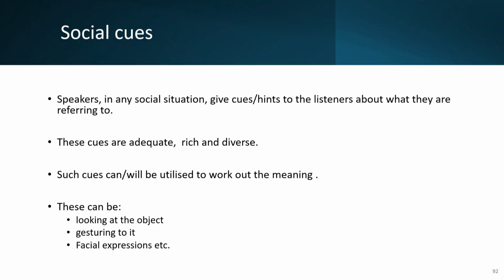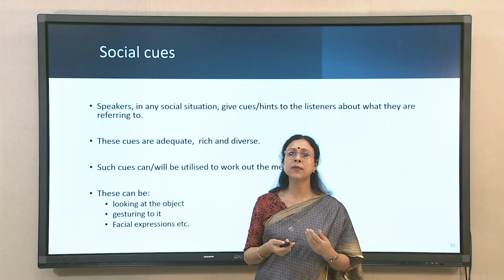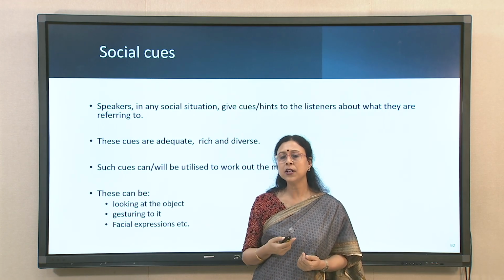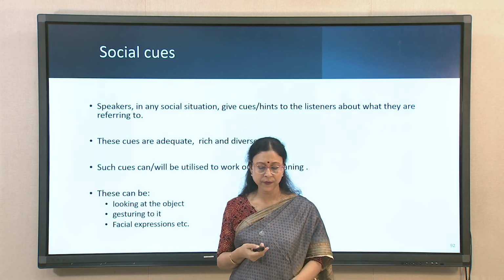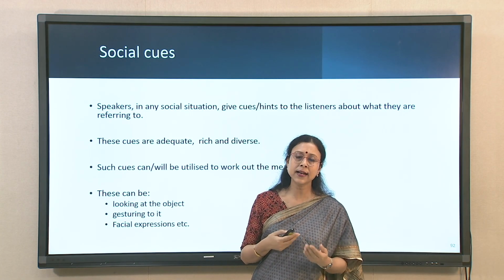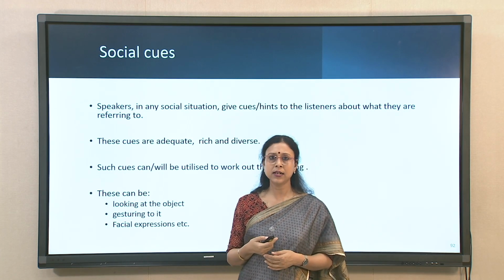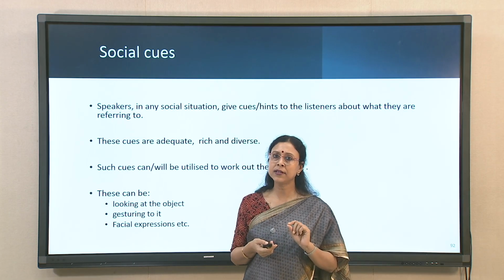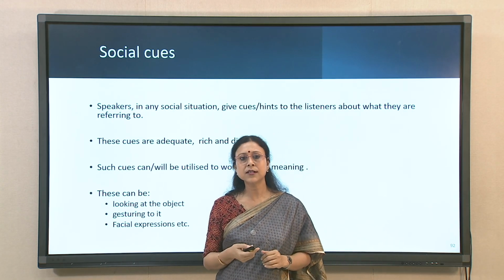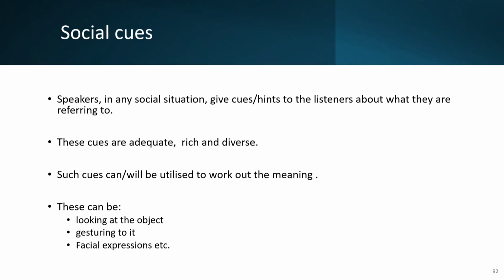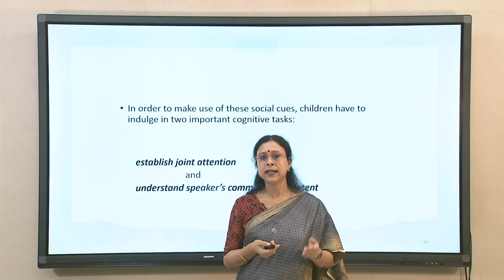So, what are those cues? For example, looking at the object, gesturing to it, or even facial expressions. When we are talking about any object, typically we will look at that object, sometimes we might even point to the object and so on and so forth, and facial expressions will change. These are things that accompany any kind of speech scenario. They might be different from culture to culture, but they do exist in every culture. So, that is what Bruner and Tomasello have talked about in terms of social cues.